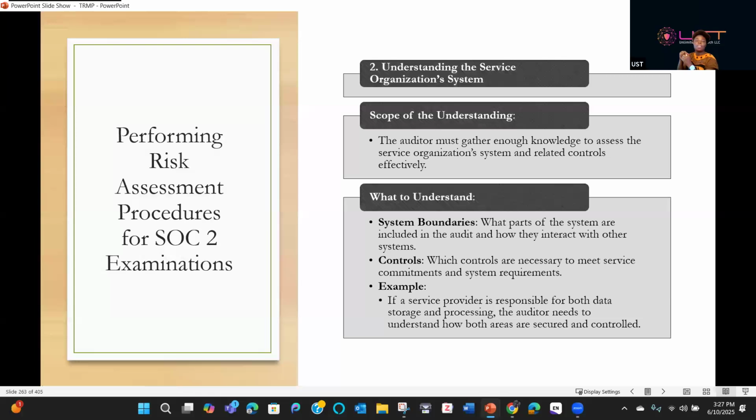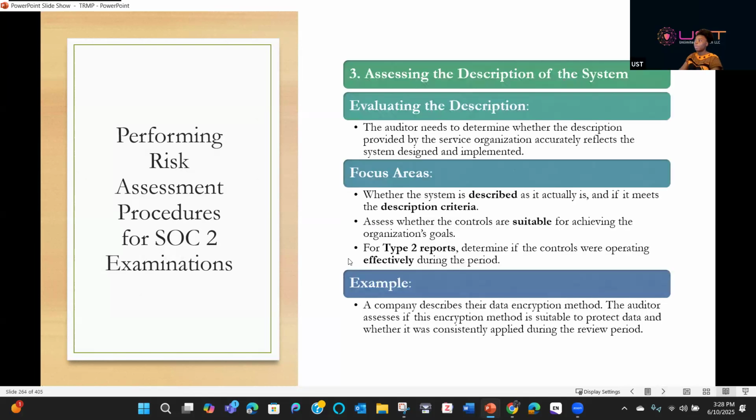So, scope of the understanding: the auditor must gather enough knowledge to assess the service organization system and related controls effectively. But what to understand? You have to understand the system boundaries. What parts of the system are included in the audit and how they interact with other systems. Which controls are necessary to meet service commitments and system requirements. If a service provider is responsible for both data storage and processing, the auditor needs to understand how both areas are secured and controlled as well, right?